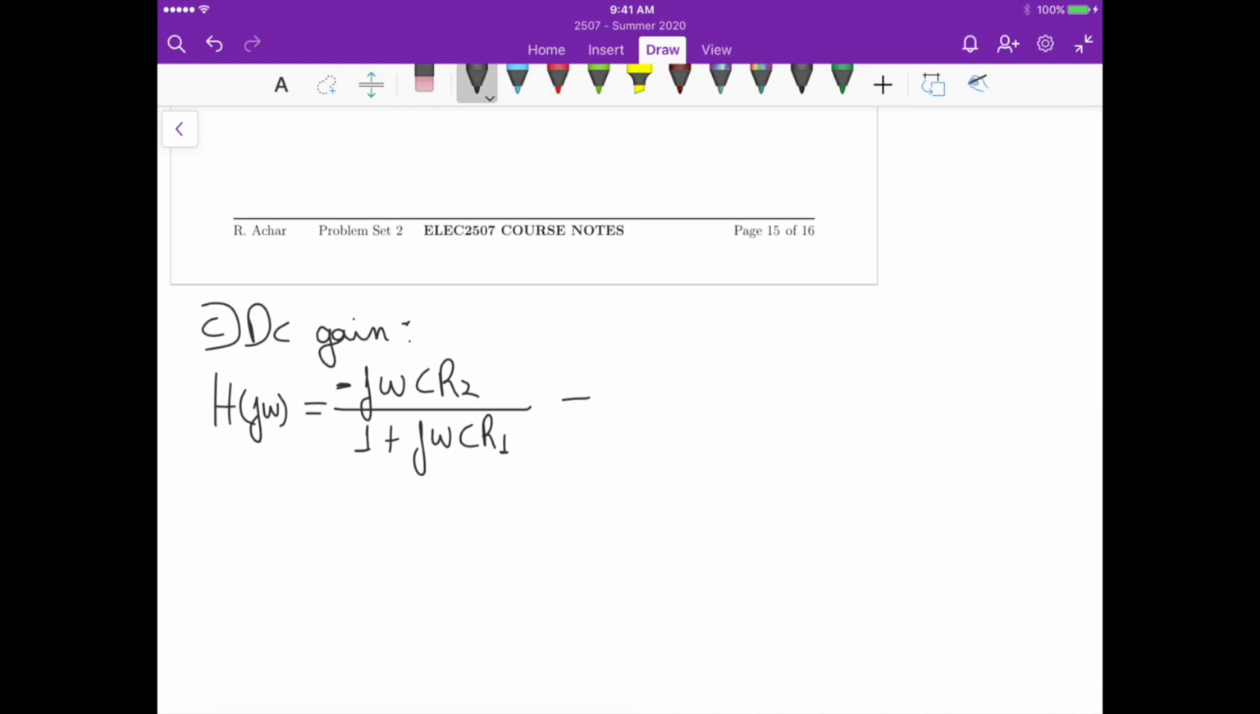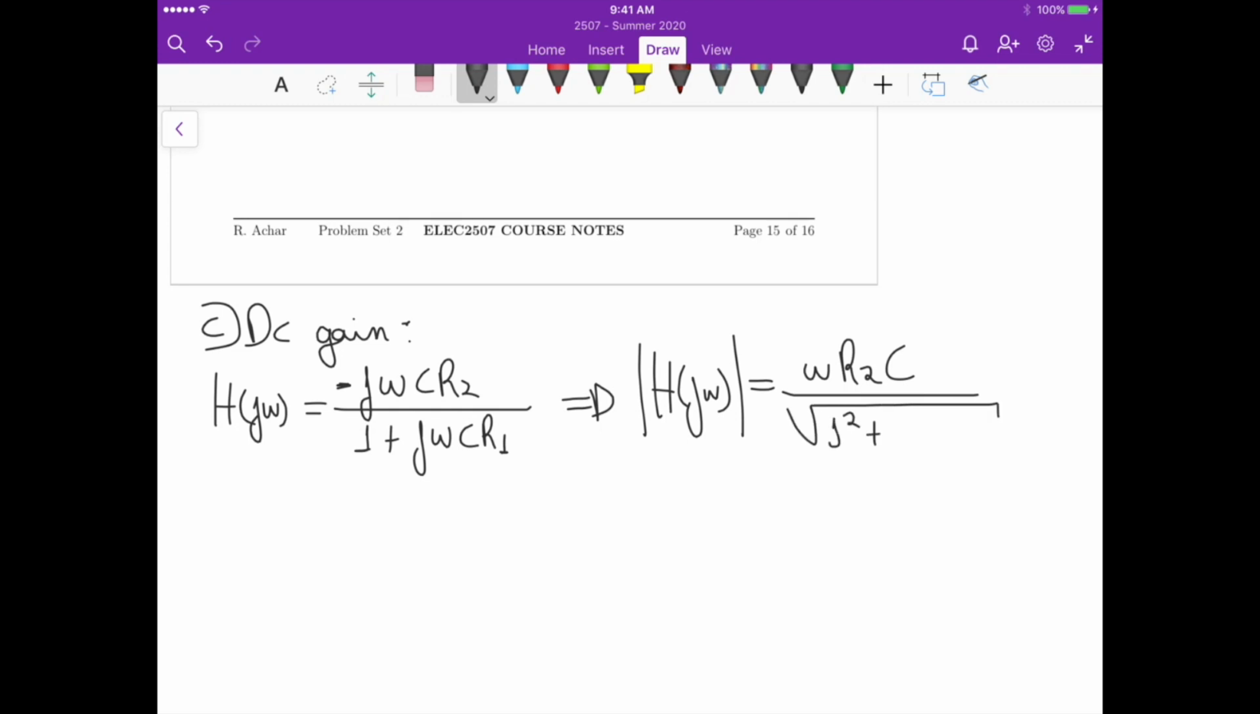Now if we then take the magnitude of this, the magnitude of H of j omega is equal to, for the numerator, because you only have the imaginary part of the complex number, omega R2 C, divided by the square root of the real part, 1, plus the imaginary part, omega C R1, squared. And the DC gain is when omega is equal to 0, right?